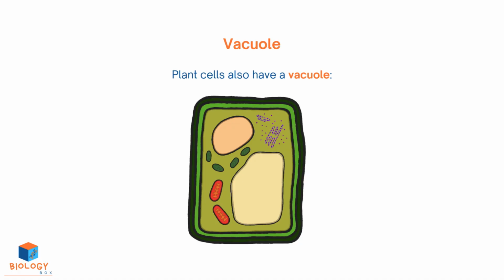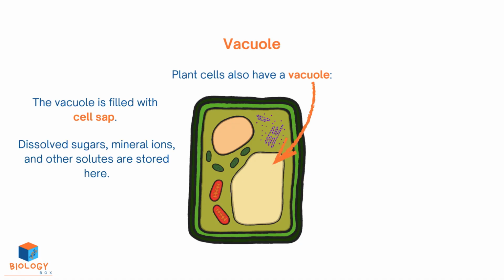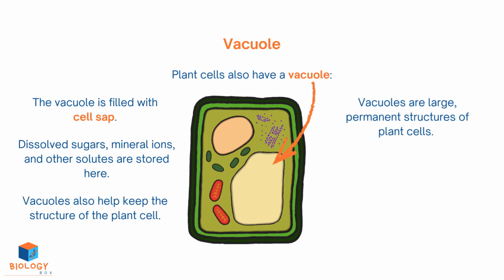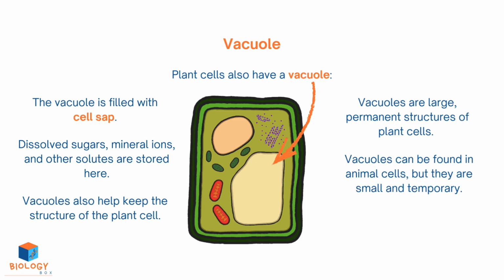Plant cells also have a vacuole. The vacuole is filled with cell sap. Dissolved sugars, mineral ions, and other solutes are stored here. Vacuoles also help keep the structure of the plant cell. Vacuoles are large permanent structures of plant cells. Vacuoles can be found in animal cells, but they are small and temporary.